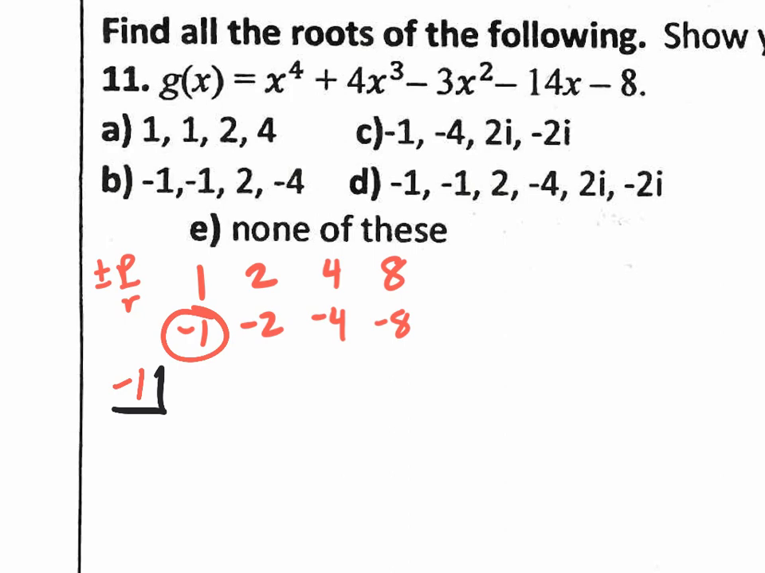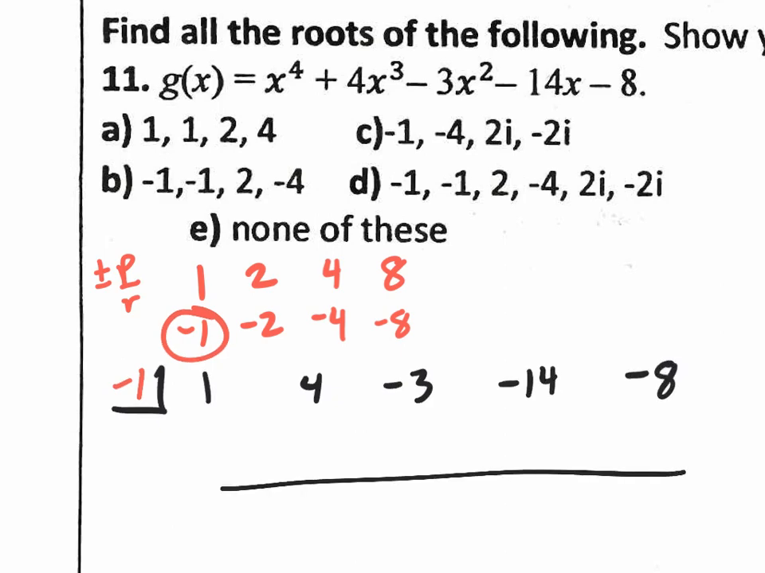But what are the coefficients? We have 1, 4, negative 3, negative 14, negative 8. So as you come down, you add 1 plus nothing is 1. As you go up, you multiply. Negative 1 times 1 is negative 1. As you come down, you add 4 plus negative 1 is 3. As you go up, you multiply. Negative 1 times 3 is negative 3.